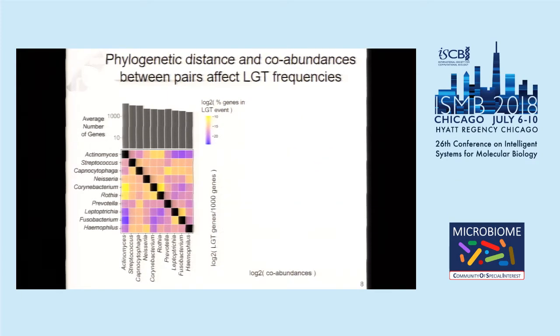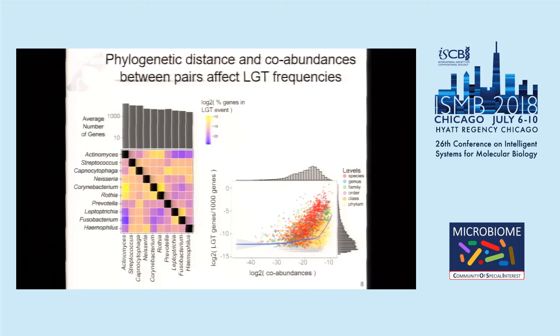For pairs, we can also look at their abundances. By co-abundance, I mean the abundance of each bug multiplied. And in this case, we see that bugs that are very abundant tend to transfer more than bugs that are pretty rare. I think that's interesting because if there's more chance to run into each other and transfer, it'll just inevitably happen. And some of it might stick based on phylogenetic distance, while others might not.